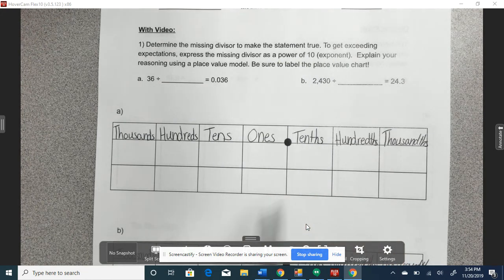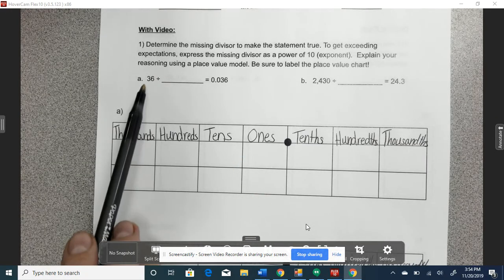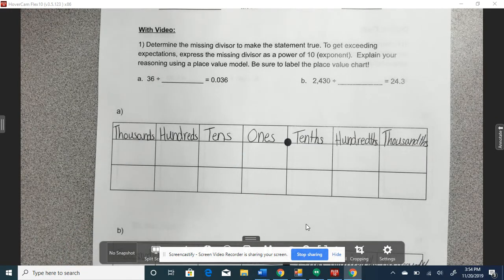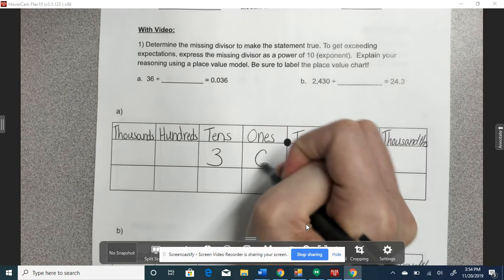The first thing we're going to do is label our place value chart. I've already done this here to save time for the video. If you need to pause to help copy this down, please do that now. What we're going to do is start with 36. In the number 36, we see that there's 3 tens and 6 ones.